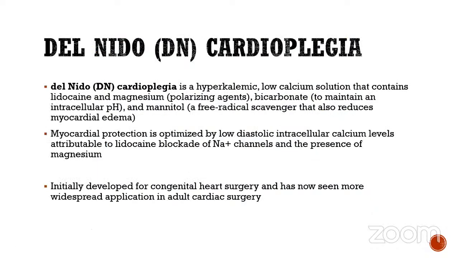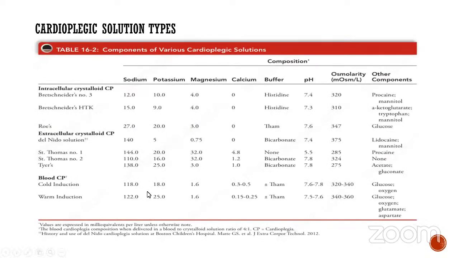The other solution is the Del Nido cardioplegia. This solution is a hyperkalemic, low calcium solution that contains lidocaine and magnesium. It contains bicarbonate and mannitol. The myocardial protection is optimized by low diastolic intracellular calcium levels attributable to the presence of lidocaine, which blocks the sodium channels, and the presence of magnesium. All of these optimize myocardial protection by the solution. This solution was initially developed for congenital heart surgery, but now has seen more widespread application in adult cardiac surgery. Actually, we can see the composition of the Del Nido here.